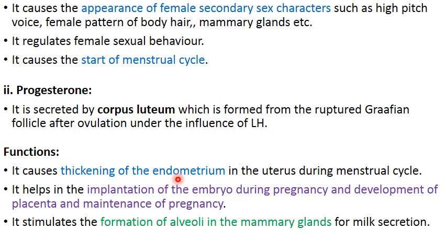Thicken इसलिए करते हैं ताकि अगर fertilization होती है और एक embryo form होता है, then this hormone will help in embedding, implantation of the embryo into the uterus, into the endometrium of the uterus during pregnancy. फिर progesterone will also help in the development of the placenta. और ये maintain करेगा pregnancy को.